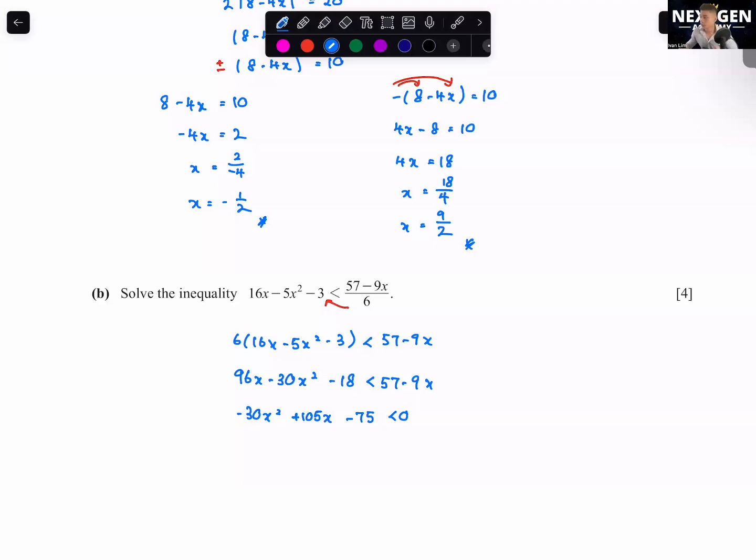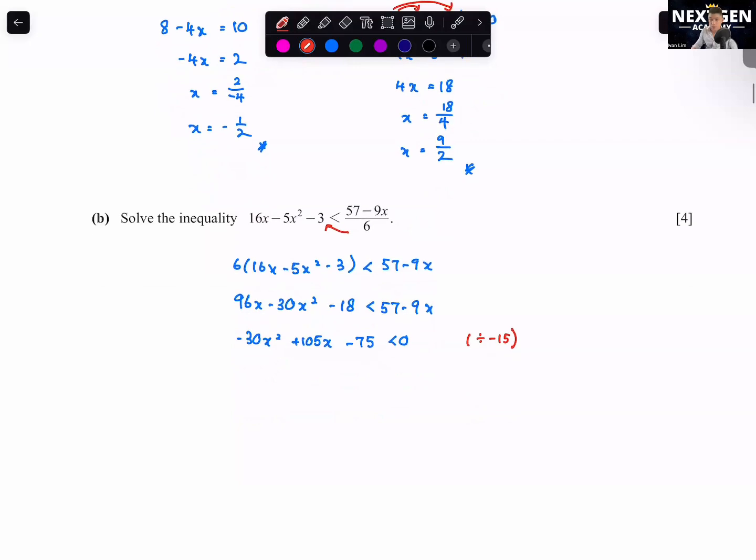Okay, inequality, go back to the basics. What will happen? I want to divide the whole thing by negative 15. All of them got a common factor of negative 15. Also, I put the negative because I want to change the x squared to become positive. When we multiply or divide by a negative, the symbol also reverses. So this one, the symbol reverses direction. So here you get 2x squared minus 7x plus 5 more than 0.